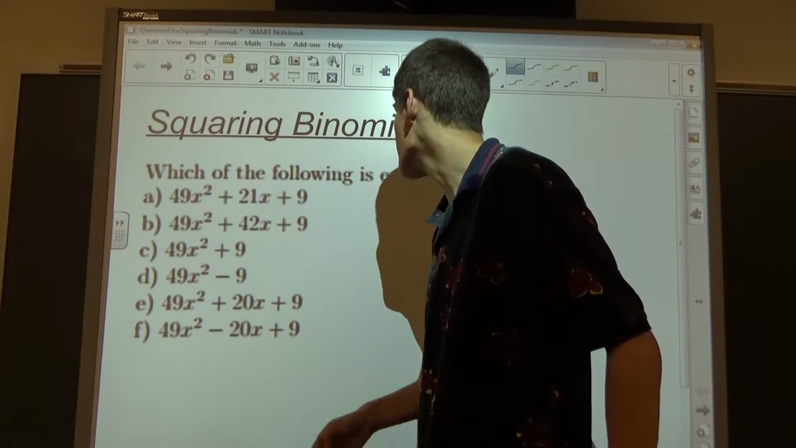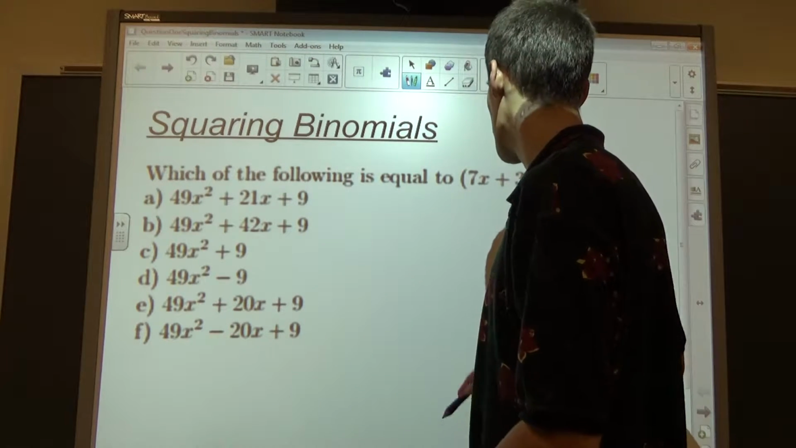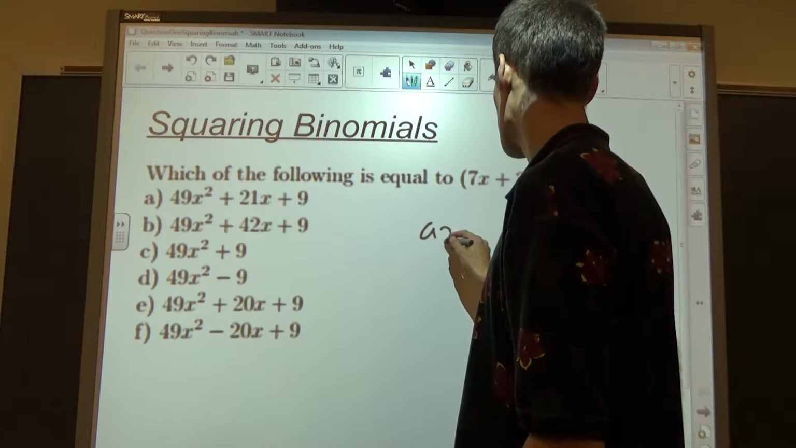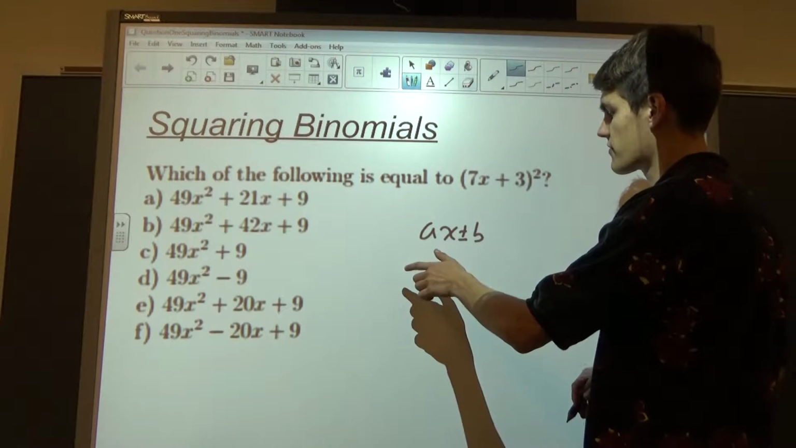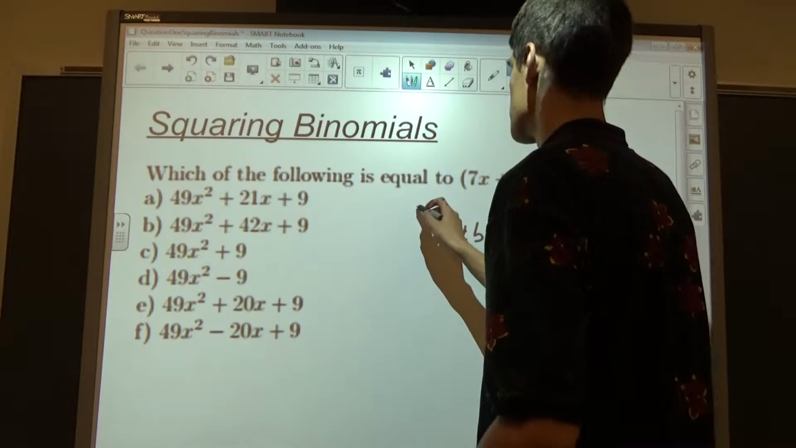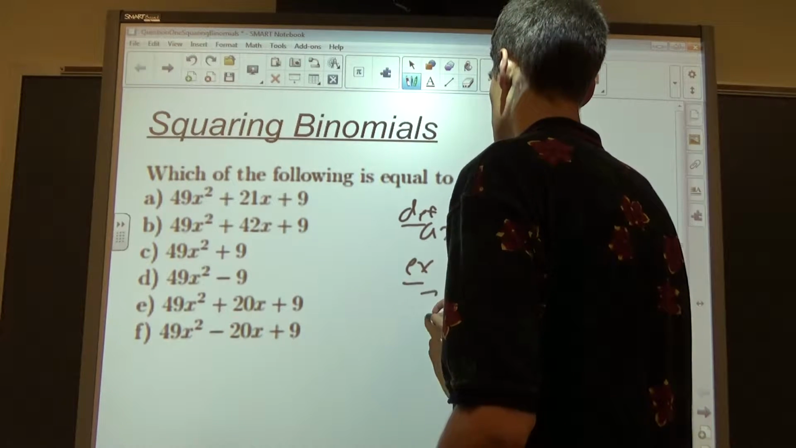Alright, squaring binomials. Let's square some binomials. Just quickly, if you don't know what a binomial is, it's something that looks like ax plus or minus b. So it's two terms, one of them has a variable, and they're separated by a sum or difference. That's a binomial.